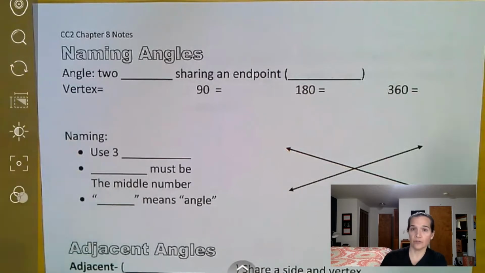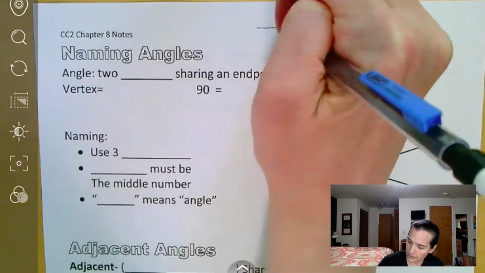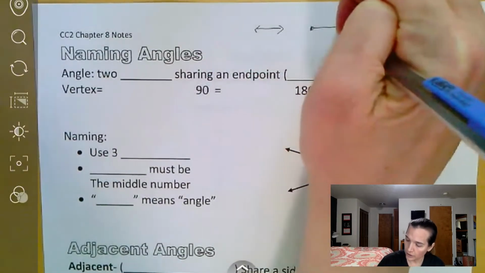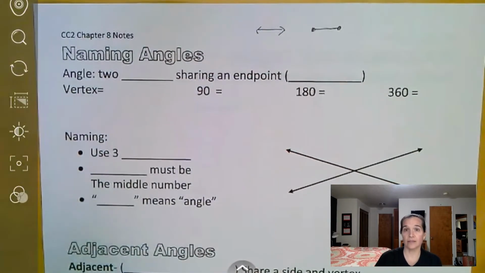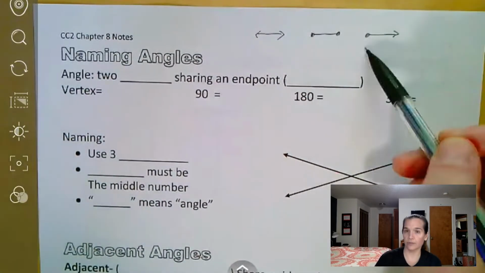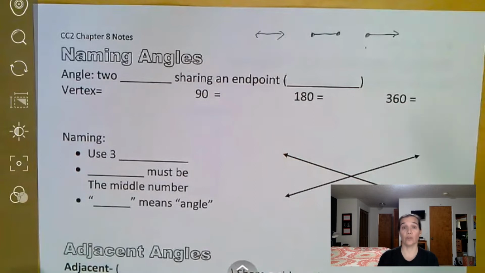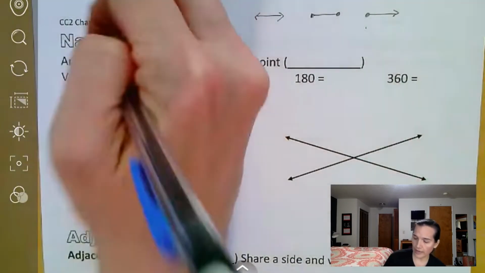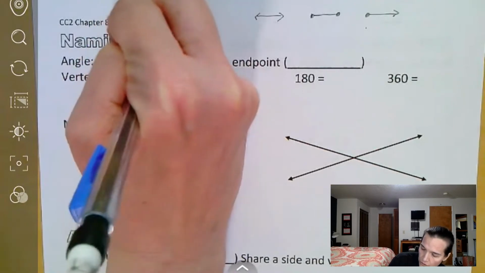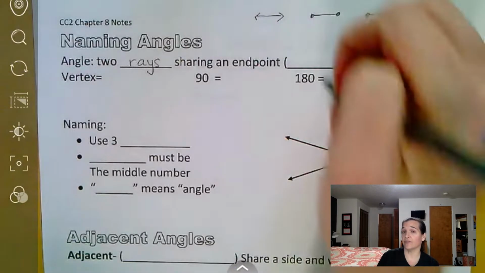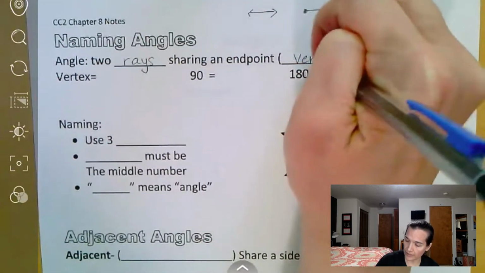Back in the day, hopefully you learned that you could have a line that goes on forever and ever. You could have a line segment that had two endpoints. Or you could have something called a ray. A ray has an endpoint and goes on forever in one direction only. So what we're looking at today is angles. An angle is two rays sharing an endpoint, and that endpoint has a very special name. It is called the vertex.